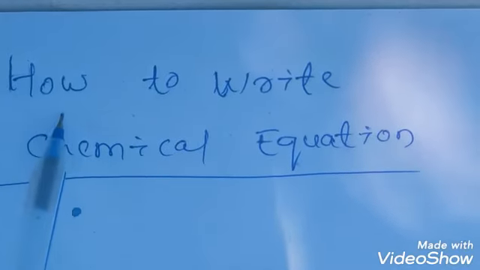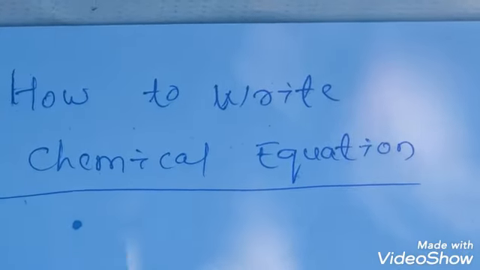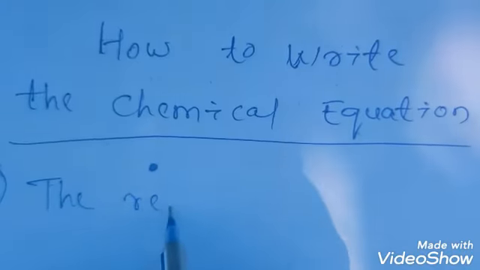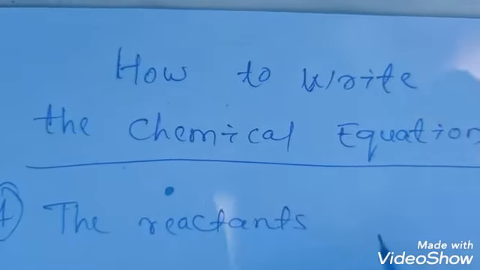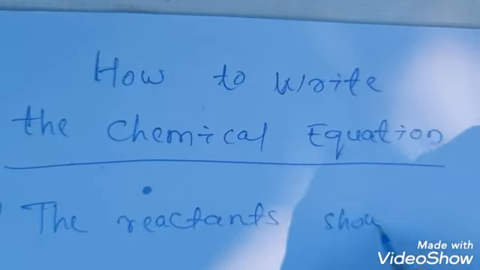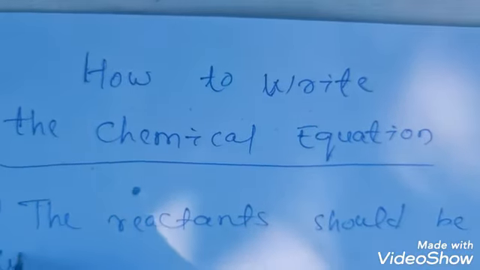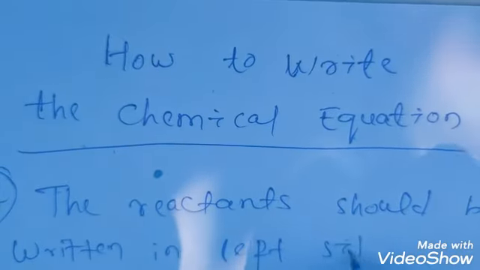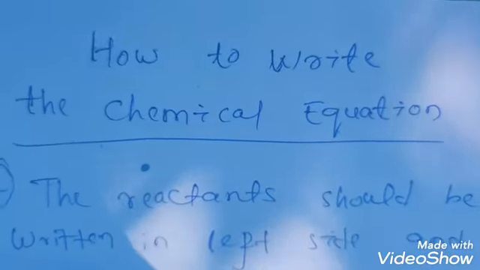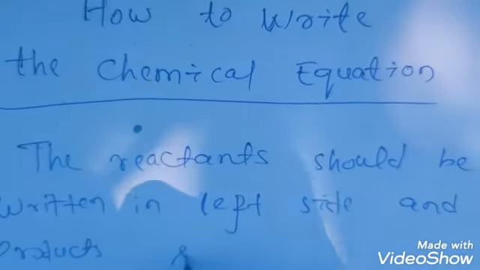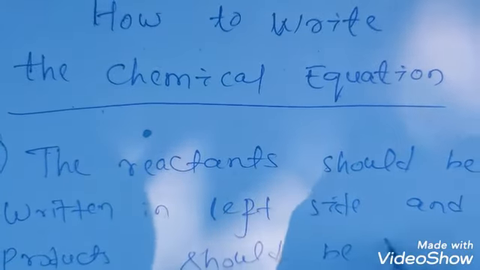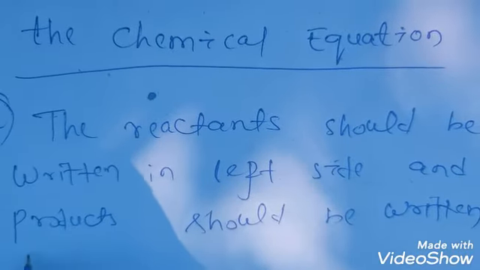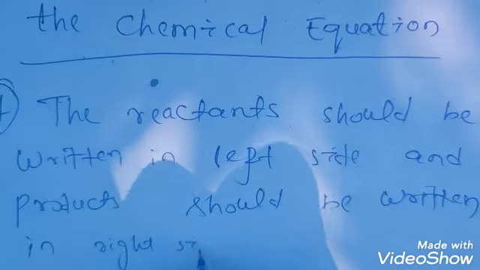Let's start the process of how to write a chemical equation. The first process is the reactants. The reactants should be written on the left side, and the products should be written on the right side. It is the first process to write the chemical equation. This is the most important point.